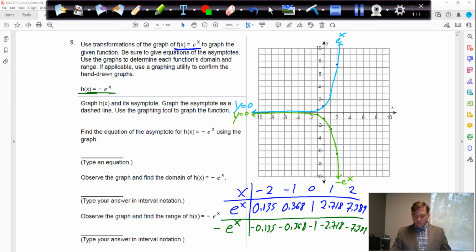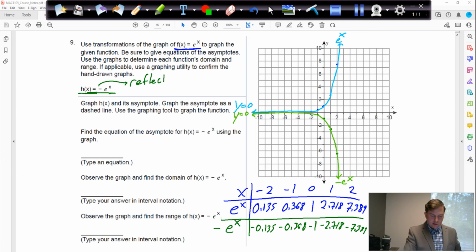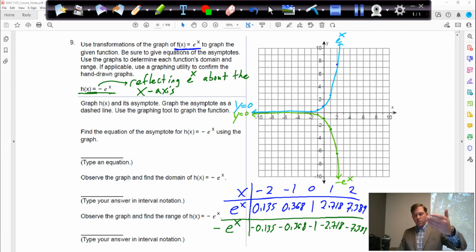So what did that minus sign do? If you look at this, it's a reflection. So it is reflecting the original curve, e to the x, about the x-axis. So a minus in front of the function will just reflect it like a mirror across the x-axis.